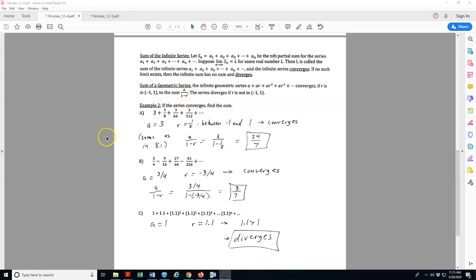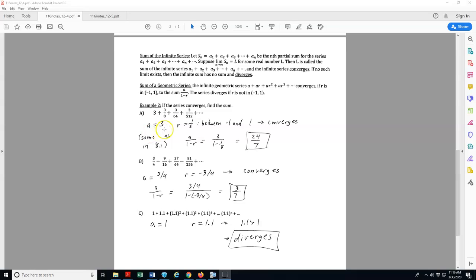However, we have to be a little bit careful. That r value, if it's between -1 and 1, it will converge, and that will be our sum. However, if that r is not between -1 and 1, our answer is going to be that it diverges. Now for these problems, we generally will just be given the first few terms in this series. So just as before, we'll have to identify a and r, just like we did in section 12.1, I believe it was.